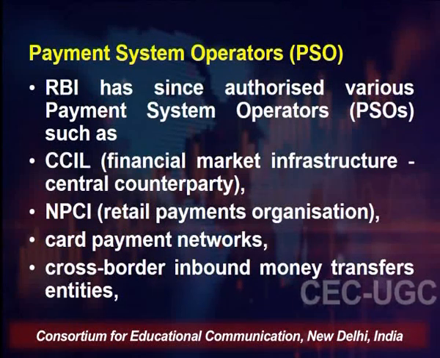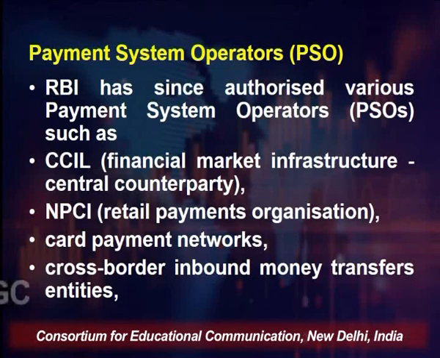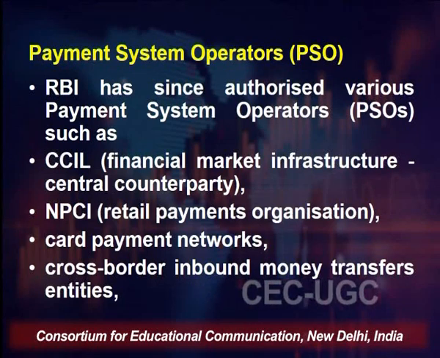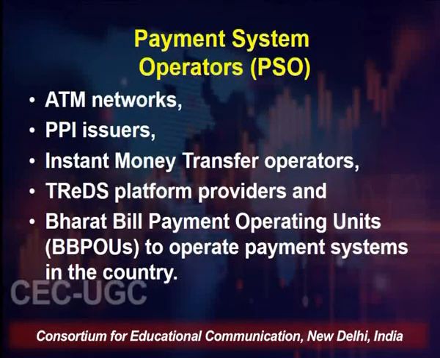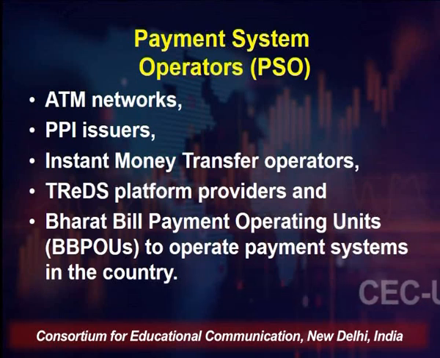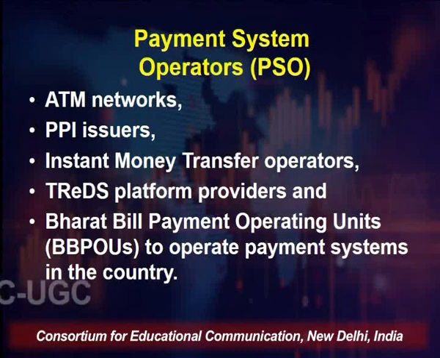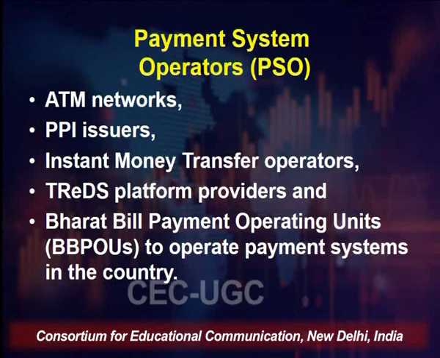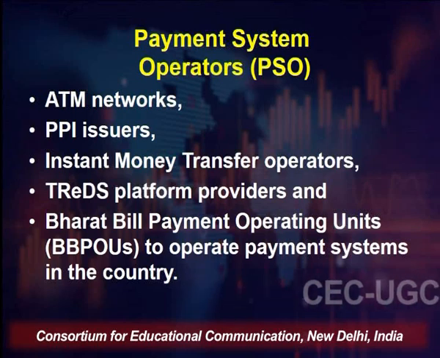So there are payment system operators. RBI has authorized various payment system operators such as CCIL, which is a financial market infrastructure central counterparty for settling the trades. NPCI is a retail payment organization for retail payments. Then there are card payment networks, cross-border inbound money transfer entities, ATM networks, PPI issuers, instant money transfer operators, and TReDS platform providers. Then we have Bharat Bill Payment Operating Units to operate the payment system in the country.